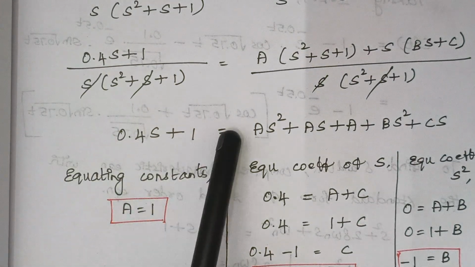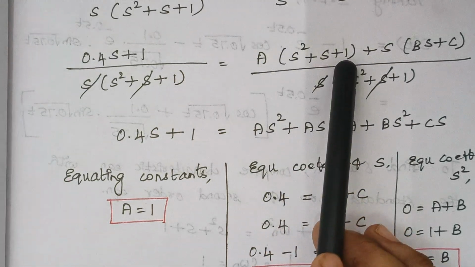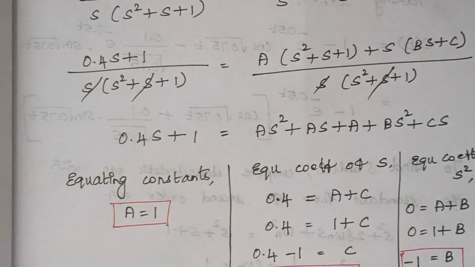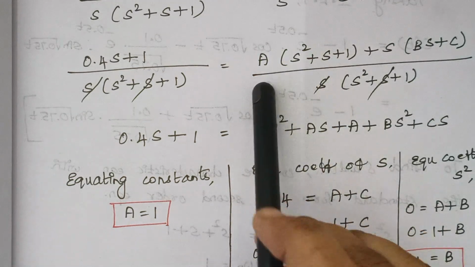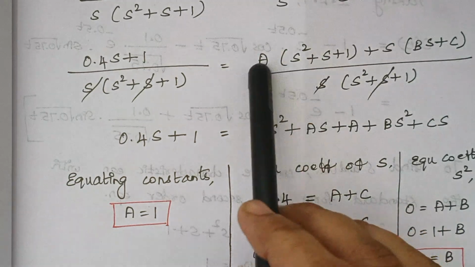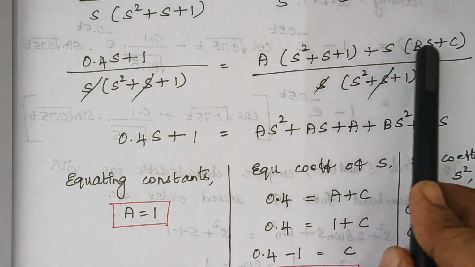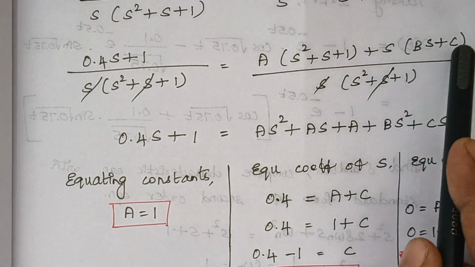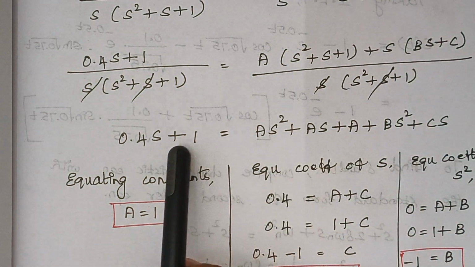0.4 s plus 1 is equal to, just multiply this A with the terms inside the bracket. So A into s square, A s square plus A into s, A s, plus A into 1, A, plus s into Bs, B s square, plus s into C, C s. Right. Now we are going to compare the terms on both sides.